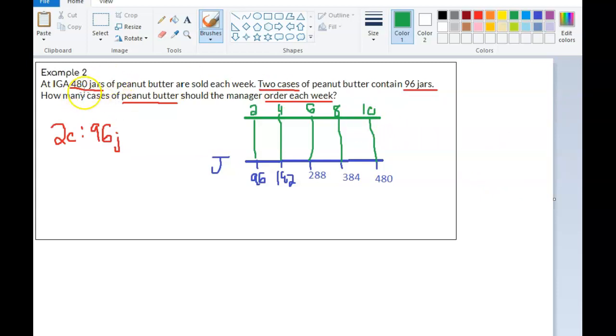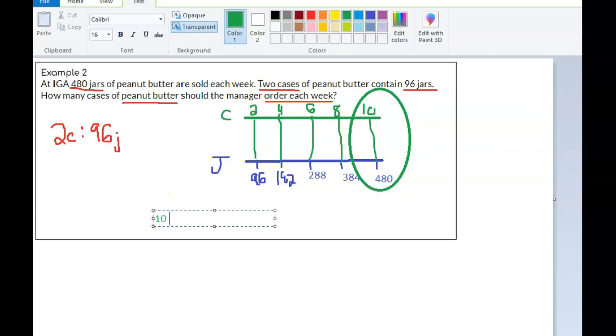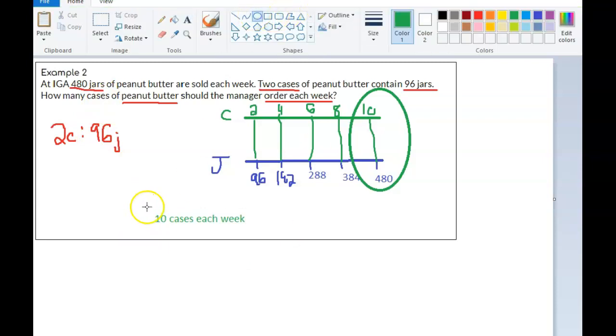So let's look. I needed 480 jars. Okay, if I'm looking right here, I see 480 jars. And in the same row, I see 10. Oh, I didn't even label it. That's why we label, because I can't remember what C is. Okay, cases. So I need 10 cases to get 480 jars. Okay, so I'm going to need 10 cases each week, because I need 480 jars each week. And of course, I'm going to circle it for Miss West.